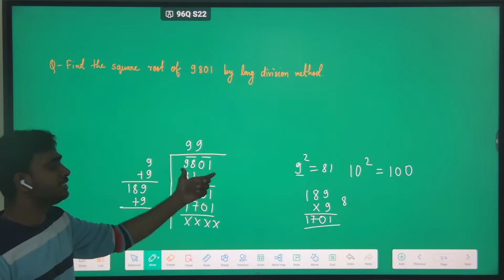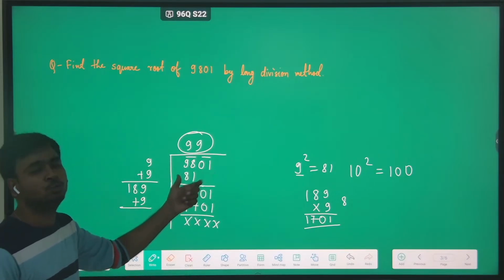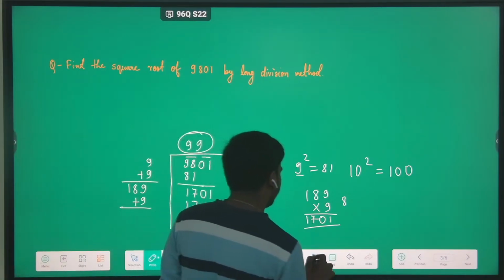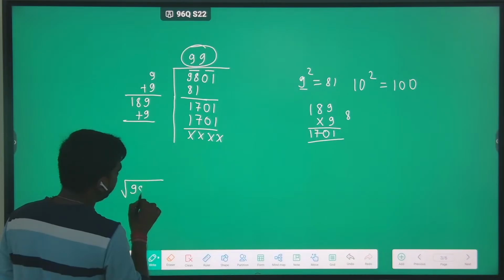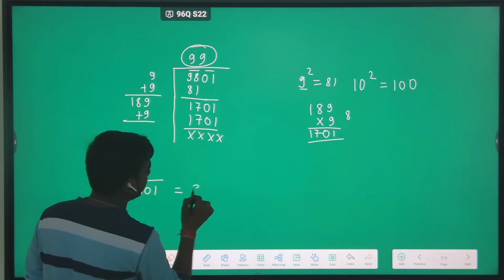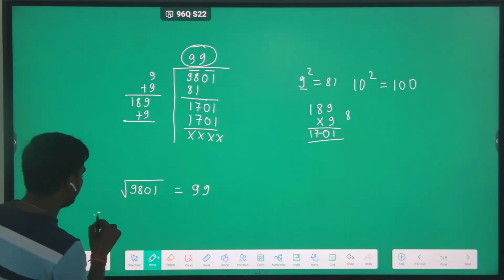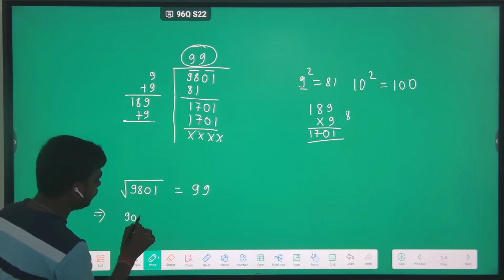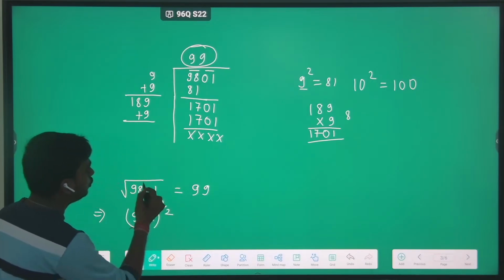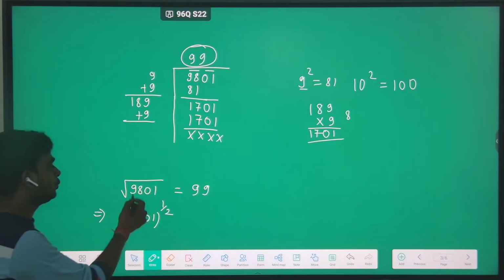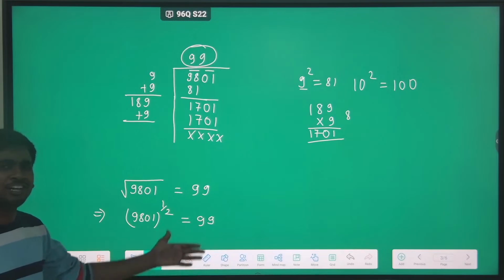So the square root of 9801 will be 99. The square root of 9801 will be 99. How will we write it? We will write the square root of 9801 is 99. Okay. Or else, if you are asked to find the value of 9801 to the power half, then also it is asking you to find the value of square root. So the square root of 9801 will be 99. Are you all okay with it? You can find out the value easily.